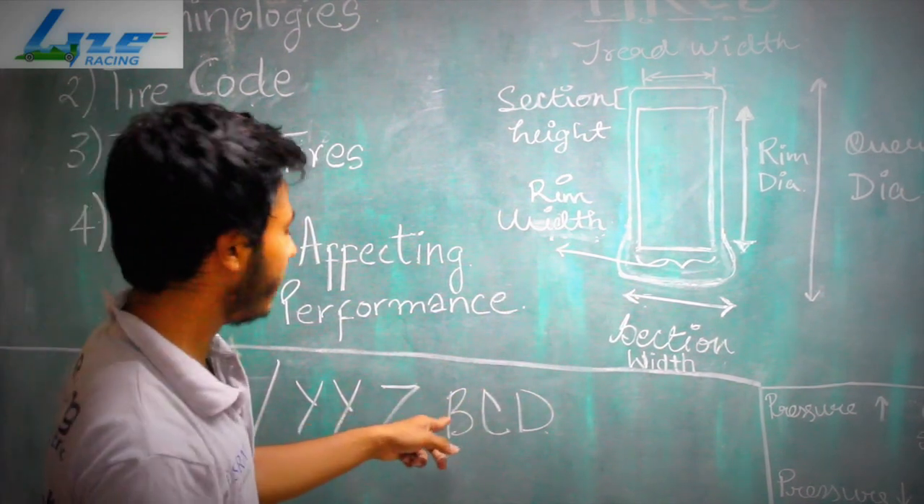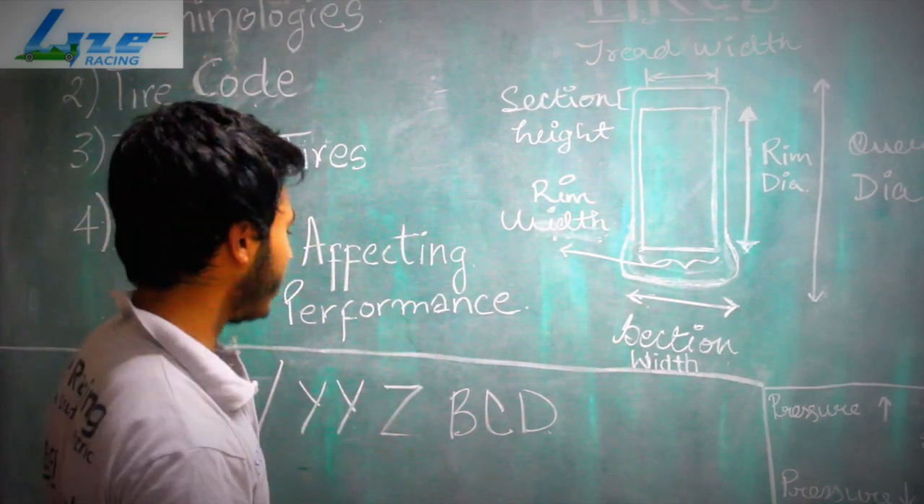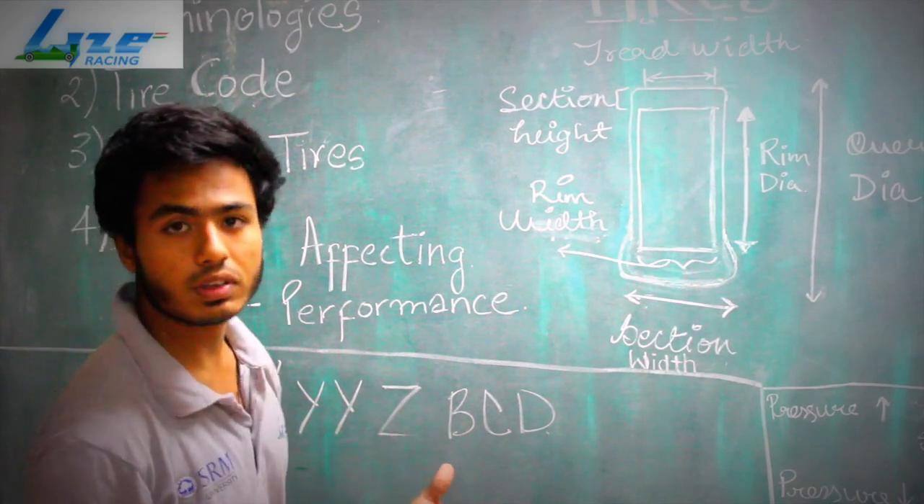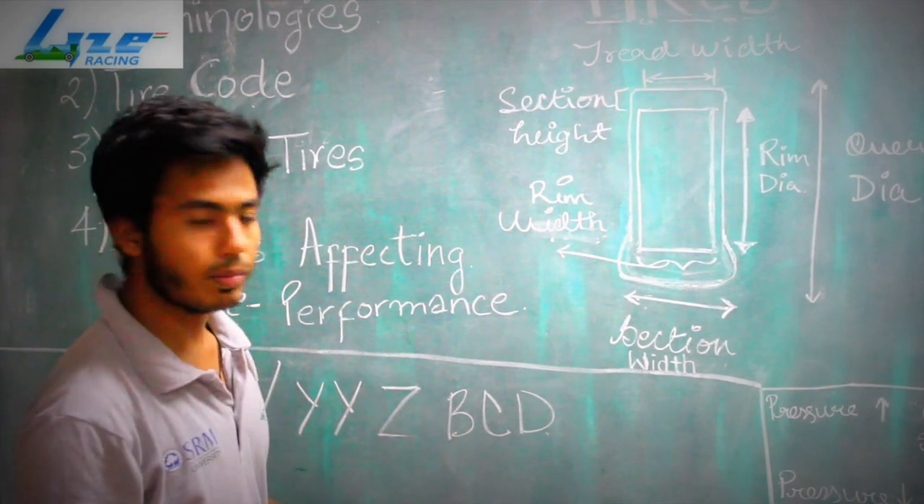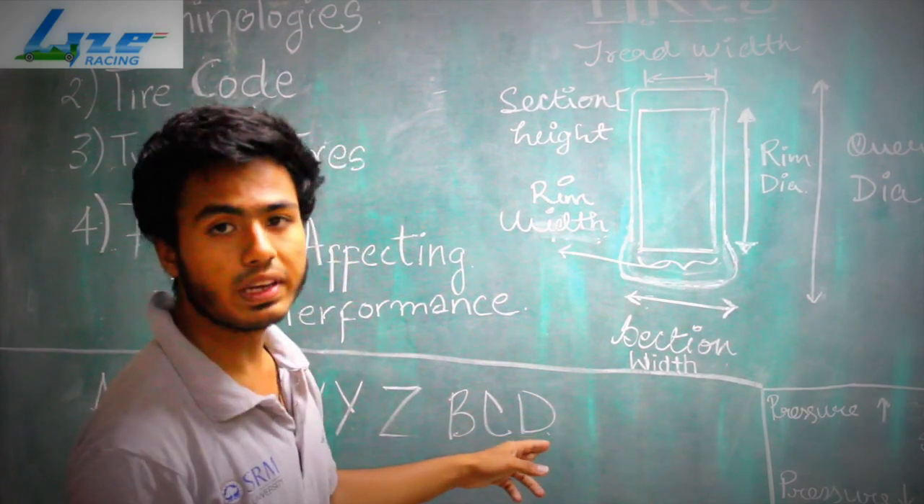Now B. B is the diameter of the wheel that our tire is designed to fit. So when we design a wheel assembly, we have to make sure that the tire and the rim we are purchasing fit the wheel assembly. Next is C. C is the load index and D is the speed rating.